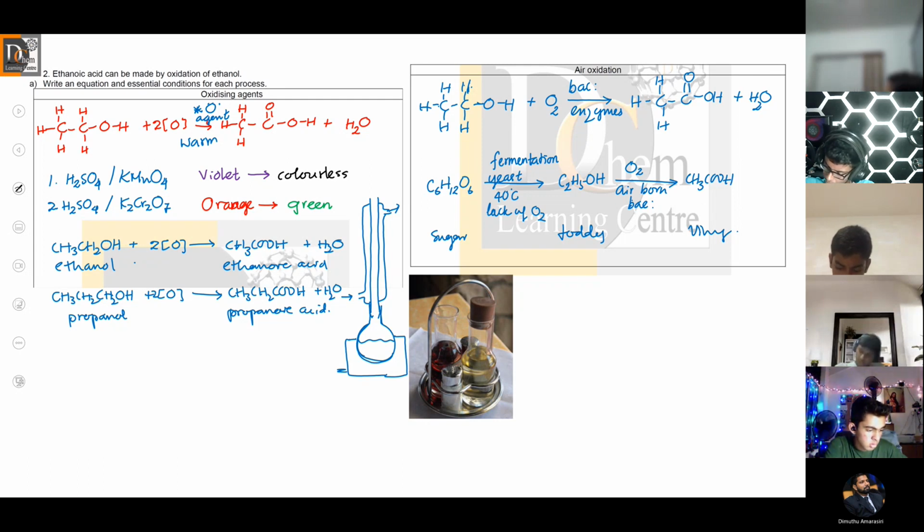So they can ask questions like that. If you leave a glass of low concentration alcohol exposed to air for a few days, it goes sour in taste. That is because of air oxidation.